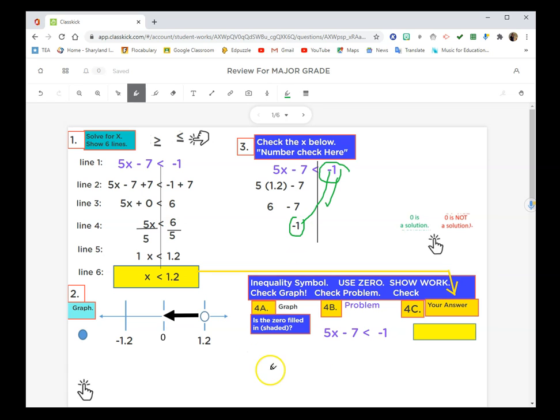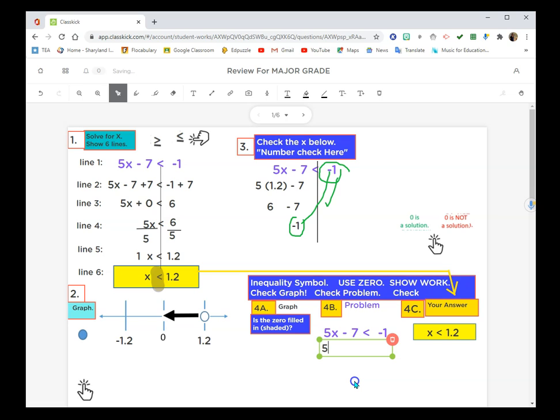Now we're going to check the inequality symbol. So we're checking the symbol. Is that inequality symbol correct? The first thing you have to do is come over here and you have to retype your answer. X is less than 1.2. Again, I hope you understand that you can use any number, but 0 is always the easiest one. So I'm going to use 0. I'm going to show you why 0 is easier.